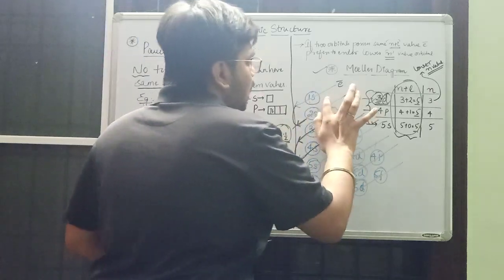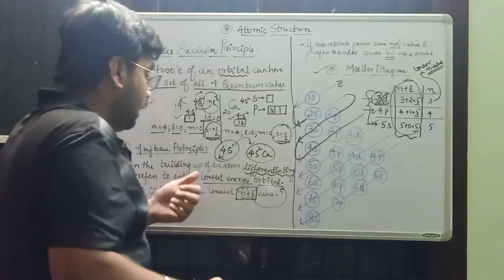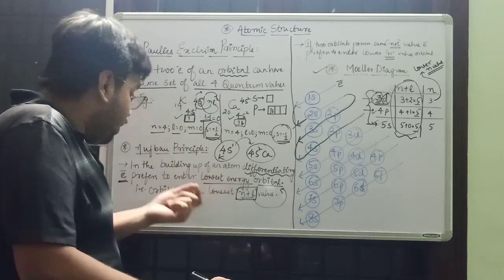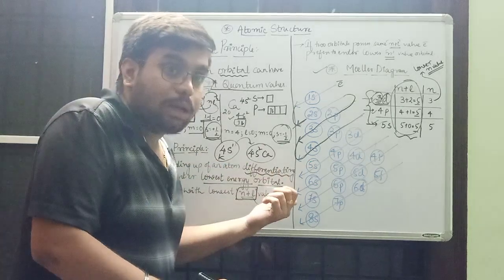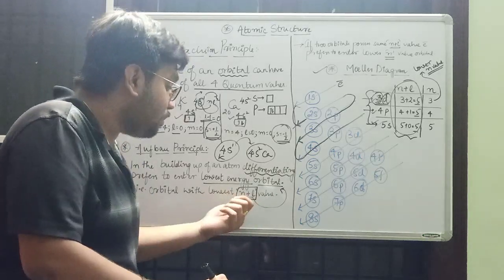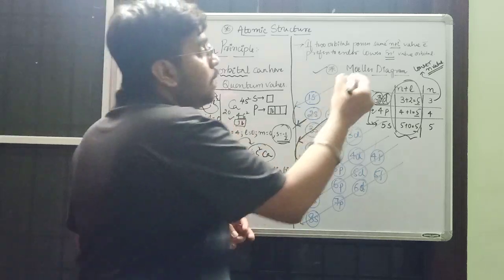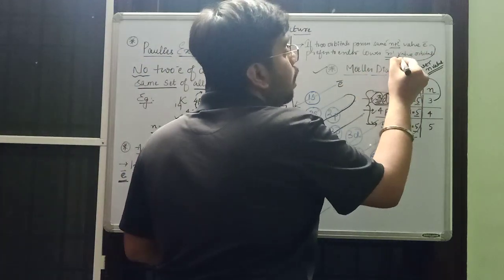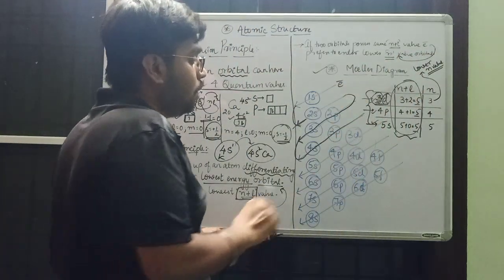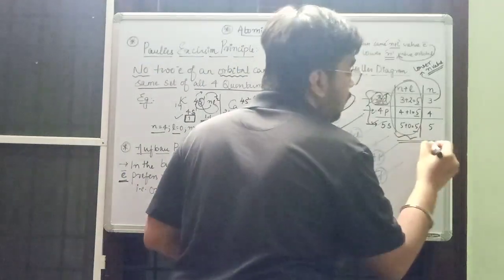Yes. The differentiating electron will enter the lowest energy orbital. What is energy? How can energy be measured? Energy is nothing but the n plus L value. If two orbitals have the same n plus L value, the electron will prefer to enter the orbital having lower n value. This is the Moeller diagram, and here we explained the example.